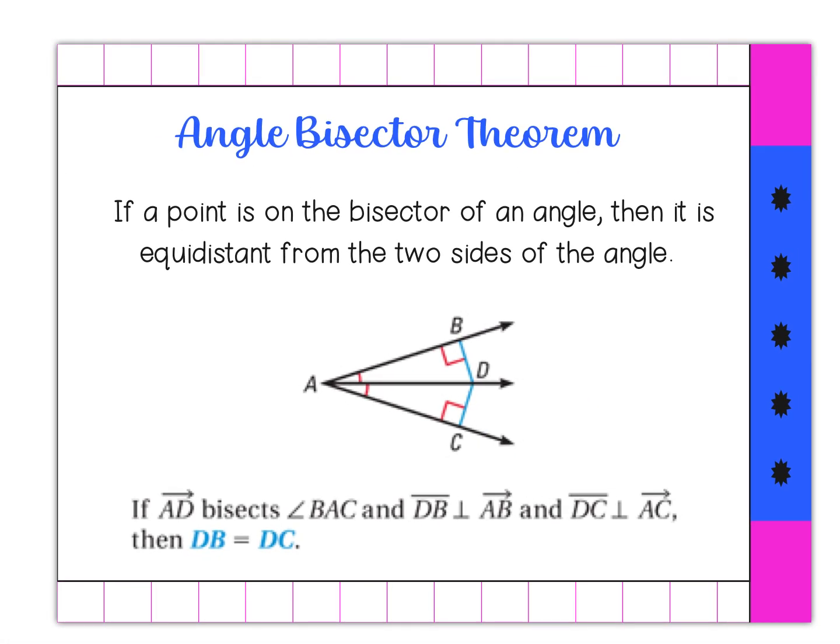Angle bisector theorem. So now we're not talking about segments, we're talking about angles. And we've talked a lot about angle bisectors in the triangle chapter. Let me just tell you the theorem. If a point is on the bisector of an angle, then it is equidistant from the two sides of the angle. So let's think about that.